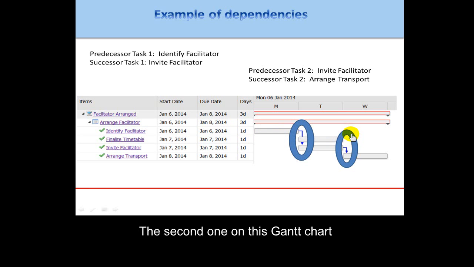The second one on this Gantt chart shows that you must invite the facilitator before you can arrange transport, because you won't know where that facilitator needs to be transported from. So inviting the facilitator is the predecessor, arranging the transport is the successor. So there's two dependency relationships that are shown.